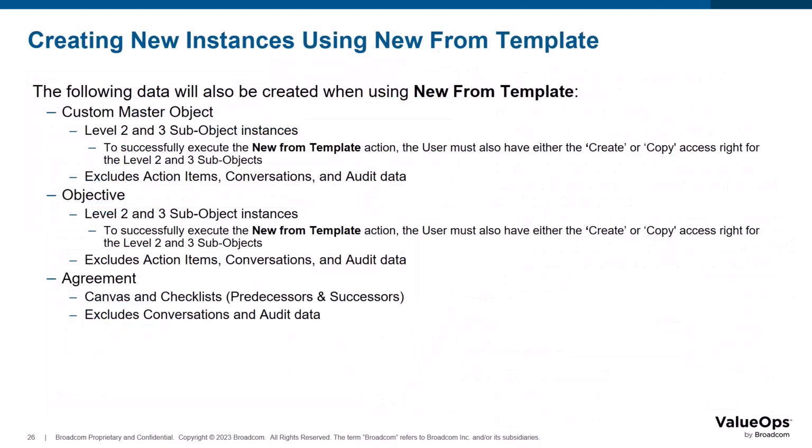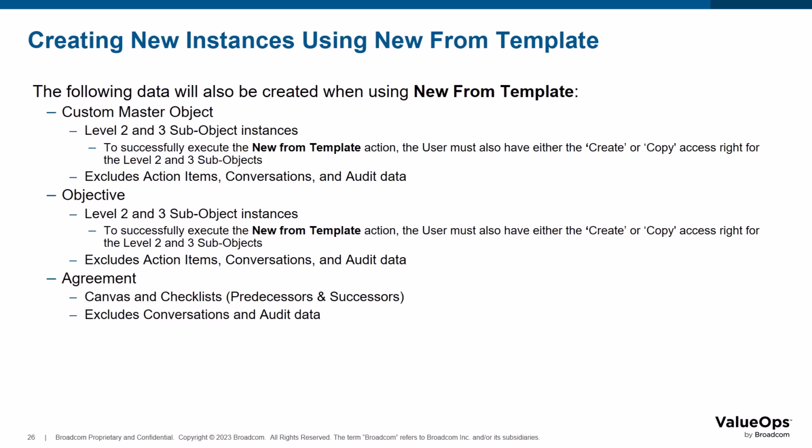There are some things that we should consider whenever we're creating new instances on custom master objects using the New from Template capability. First, Level 2 and Level 3 subobject instances will also be copied, but the user needs to have the create or copy access right for those subobjects. And that operation will exclude action items, conversations, and audit data.